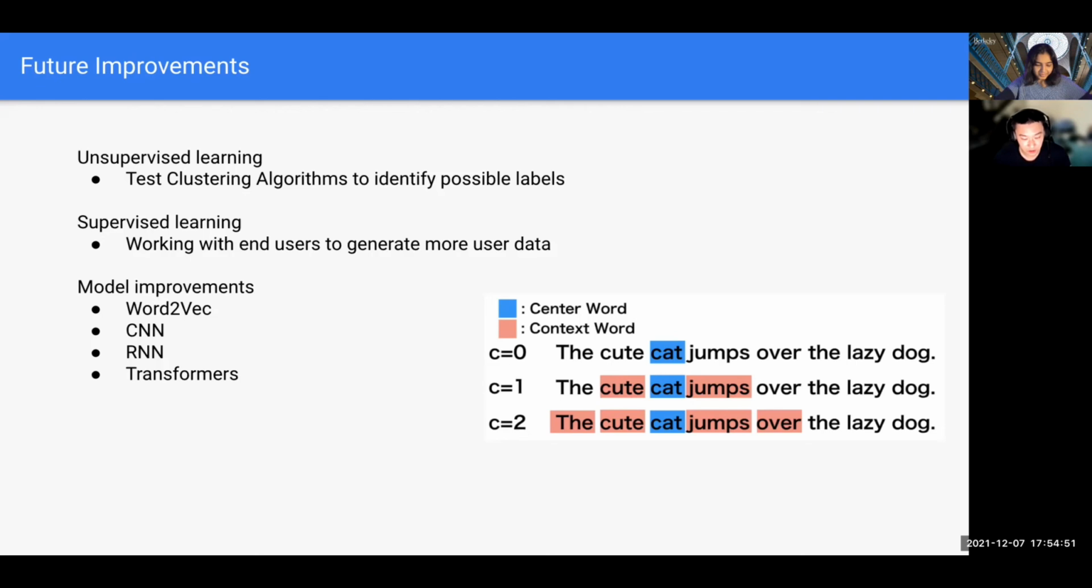One issue with our model right now is that it does not take into account word position and context. An easy way to improve it is to implement models that do take into account position and context. Some examples of these are Word2Vec, CNNs, which are convolutional neural networks, RNNs, recurrent neural networks, and transformers, which use an idea called attention, which directs the neural network to look at certain words more than others.